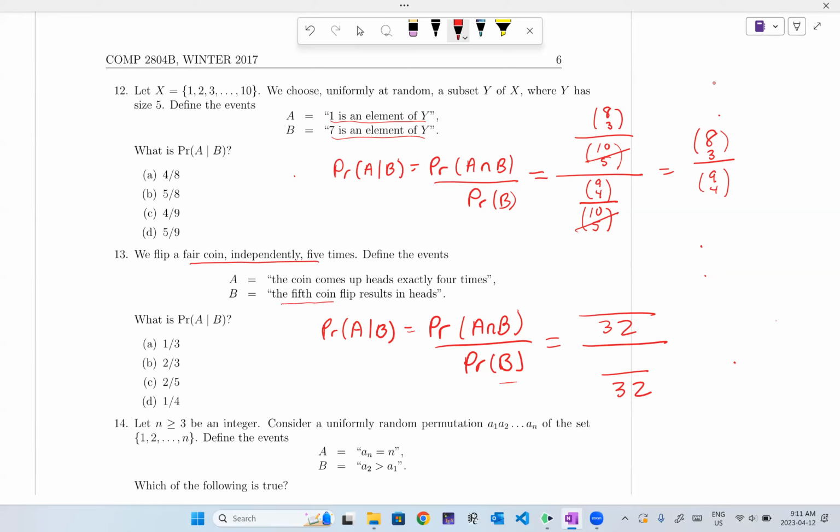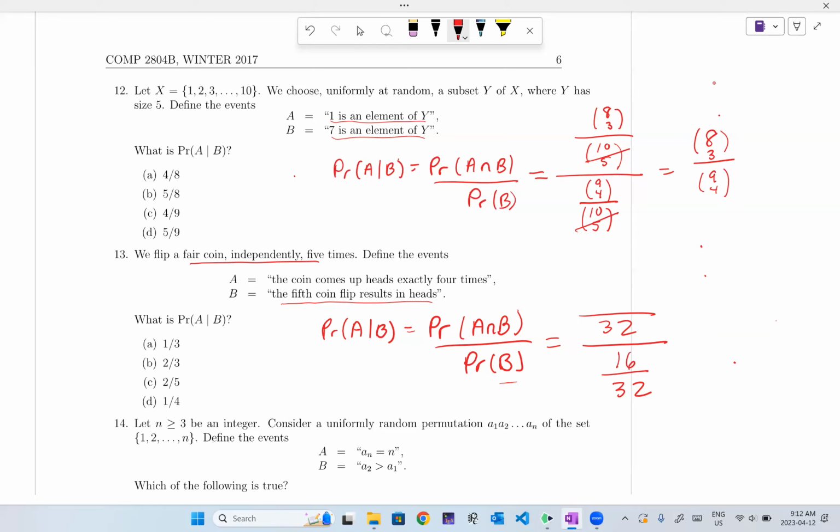My set B is that the 5th coin flip results in heads. Well, that's fine. I know what my 5th coin flip is. The other 4, I still have 2 choices each. So that is 2 to the power 4, or 16.